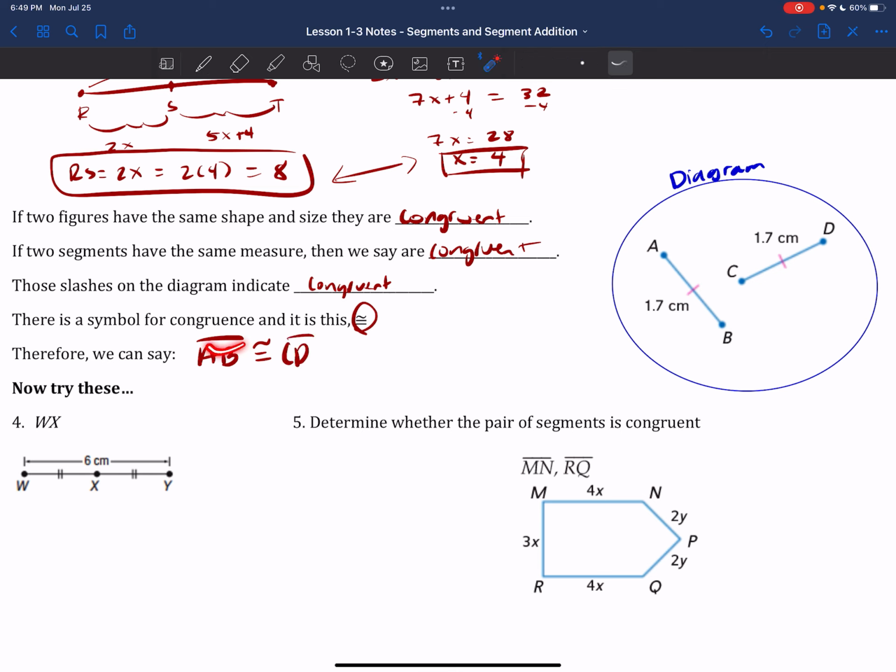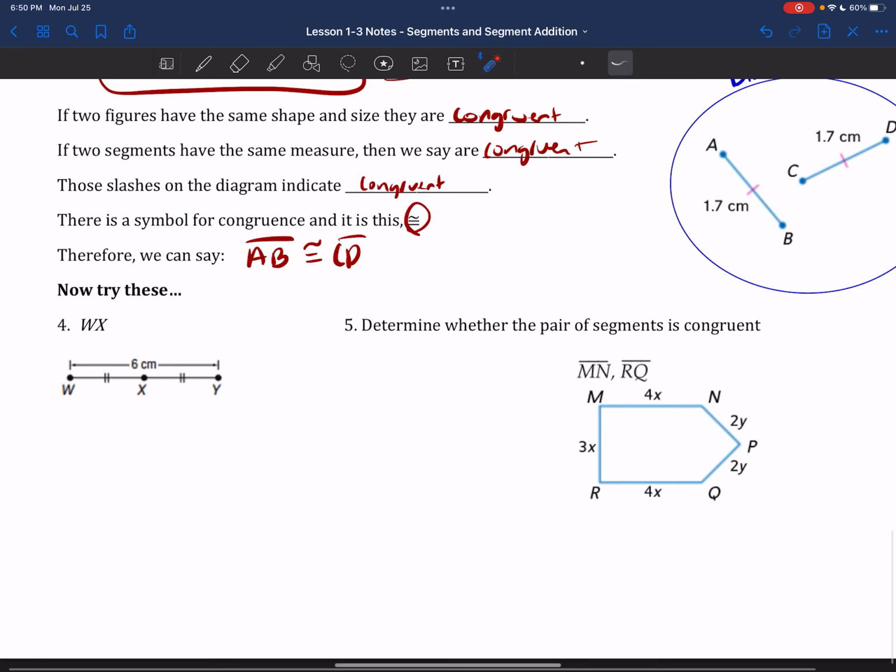And why do I put the line segment symbol on top? It's because I'm talking about the form. I'm not calculating anything, I'm just being more formal. You can say I'm being general, right? If I'm not adding or subtracting anything, then I put the line segment symbol on top of it.